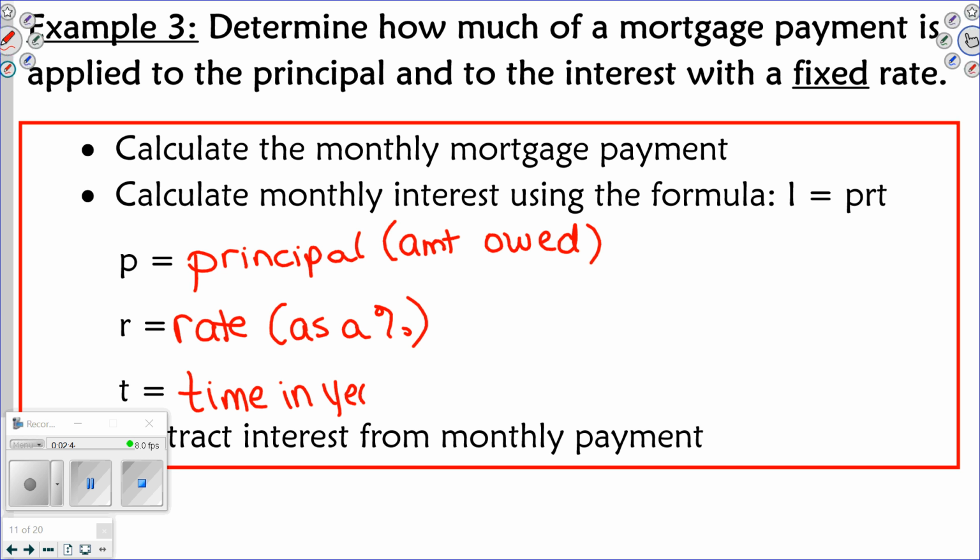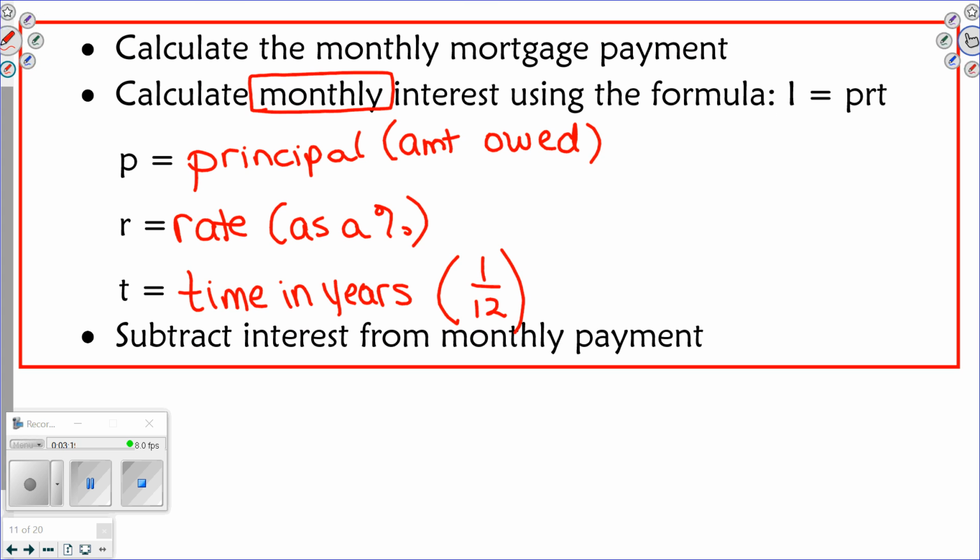Now, here's where things are going to change a little bit from what we're used to, because I am calculating the monthly interest. T is always time in years. So if I want 1 month, what's my time always going to be? It's 1/12. For our monthly payments, your time in years is always going to be 1/12 because it's 1 month out of the entire year. Then you subtract the interest you find from your monthly payment, and that tells you how much is interest and how much goes towards principal.